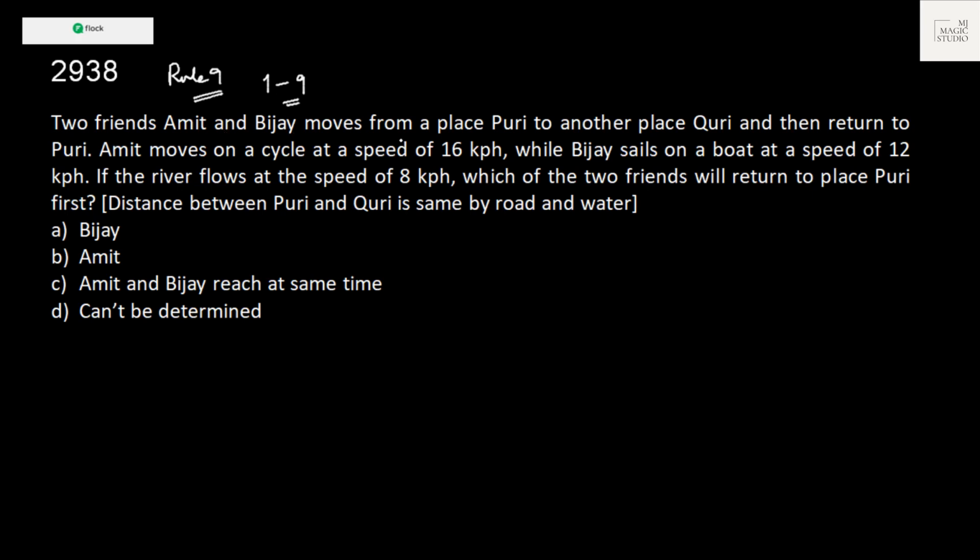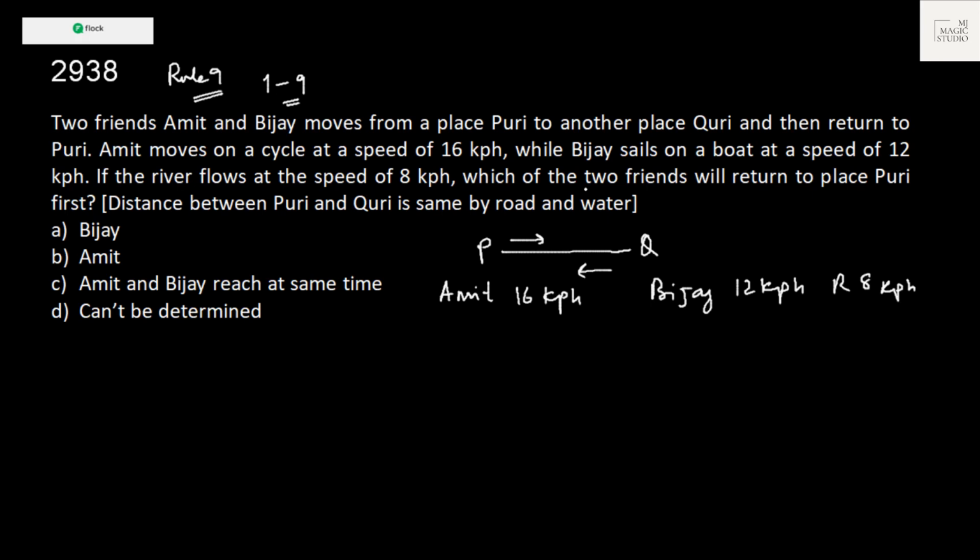2 friends, Amit and Vijay, move from place Puri to another place Kuri and then return to Puri. Amit moves on a cycle at a speed of 16 kph, while Vijay sails on a boat at a speed of 12 kph. If the river flows at a speed of 8 kph, which of the two friends will return to place Puri first? Distance between Puri and Kuri is the same by road and by water.